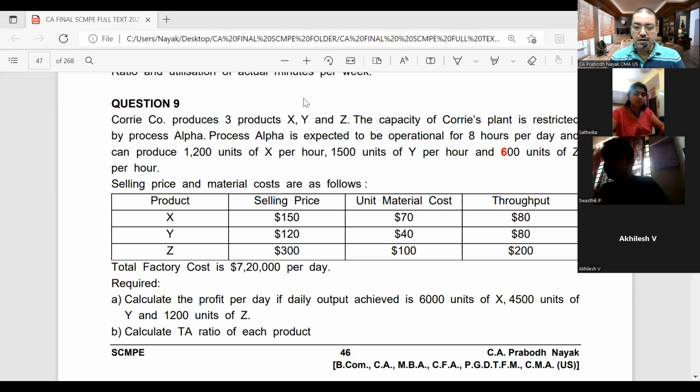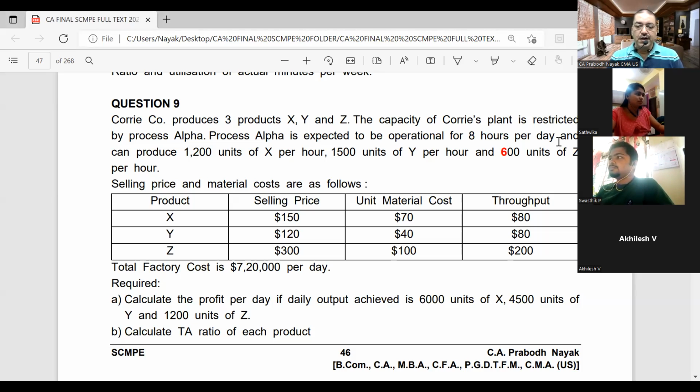In the last lecture we completed up to question number 8. Let's continue from there.